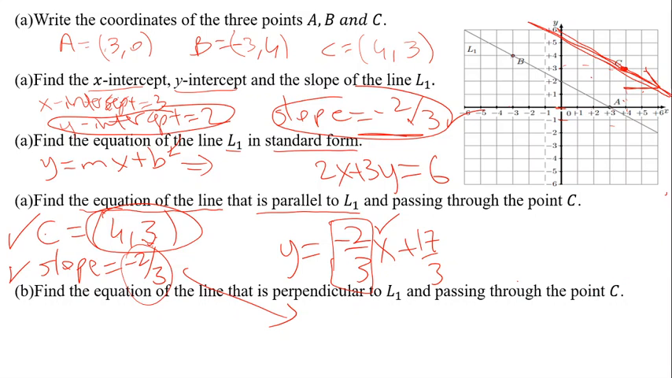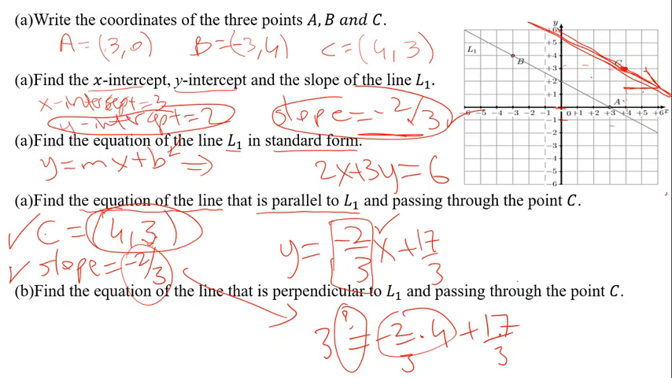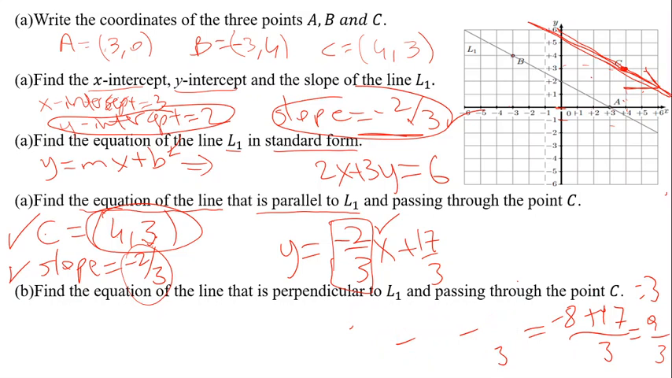So let's check if it is true or not. I check 4, 3. Put 4 here. Is it 3 equal to negative 8 plus 17, divided by 3? So it makes 3, so 3, 3, yes. So it's correct. So as you see the power of checking, when you check it, you see your mistake.